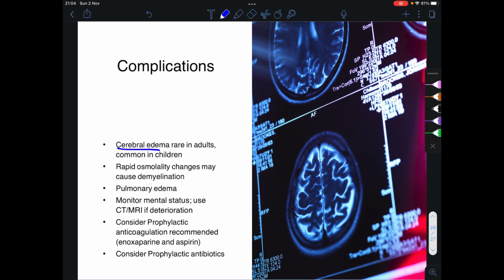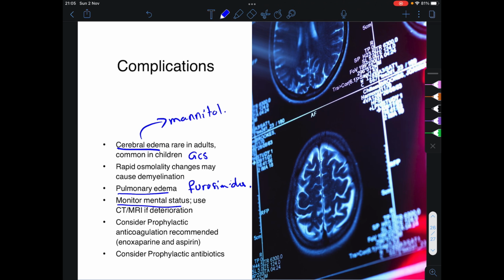Complications of HHS: cerebral edema. It's rare in adults, common in children, and if it does happen, of course you will see changes in the Glasgow Coma Scale, or total mental status, coma or stupor. Usually the treatment is mannitol, but it's a very hard condition to treat. Pulmonary edema is another condition that can happen from, of course, the fluids that are being given at high rates, and in this condition you might want to consult cardiology and consider giving furosemide.